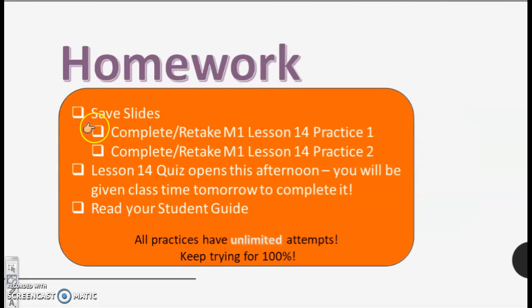Your homework will be, there are no slides to save, sorry, I took that. Make sure you complete or retake lesson 14 practice 1 and 2, depending on whether you've completed them or whether you earned a good grade. If you did not earn 100%, I recommend that you figure out what you got wrong and make sure you understand your mistake. And if you earned less than a B, I highly recommend you retake it, reading any feedback I've given to you regarding the written responses.